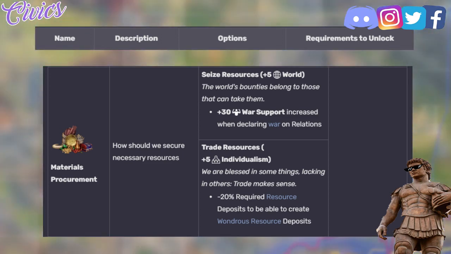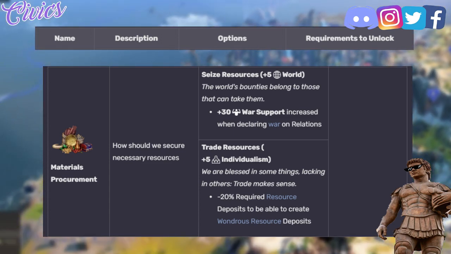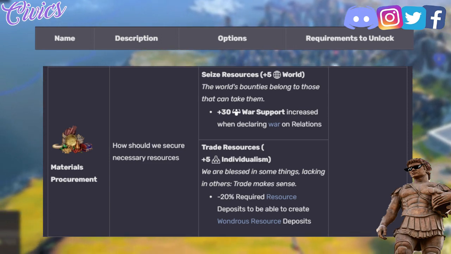Option B, trade resources, plus 5 individualism. We are blessed in some things, lacking in others. Trade makes sense. Receive minus 20% required resource deposits to be able to create wondrous resource deposits.